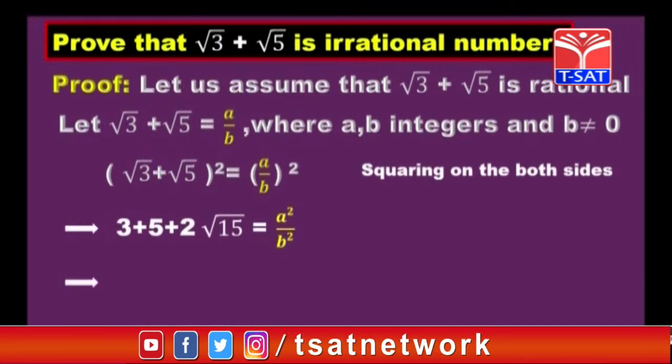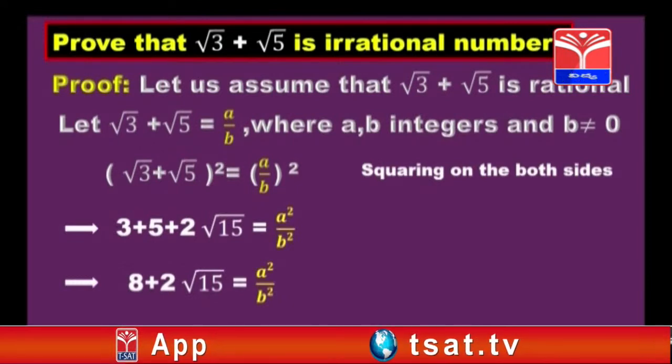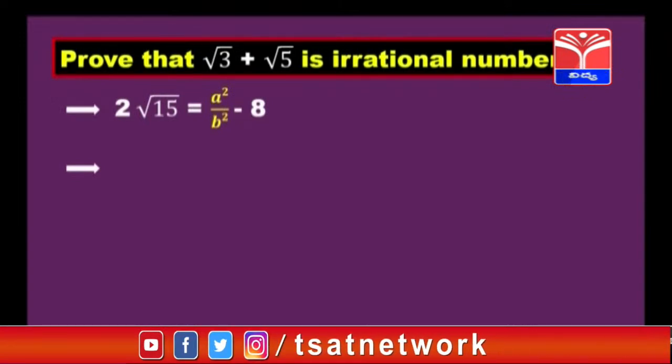So here I am using the formula (a plus b) whole square. So 3 plus 5 is equal to 8, plus 2 root 15 is equal to a square by b square. Now if I send 8 to the right hand side, it will become 2 root 15 is equal to a square by b square minus 8.